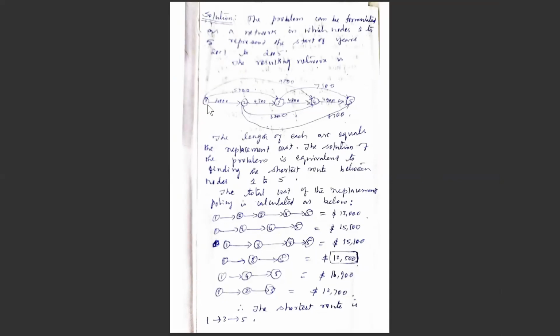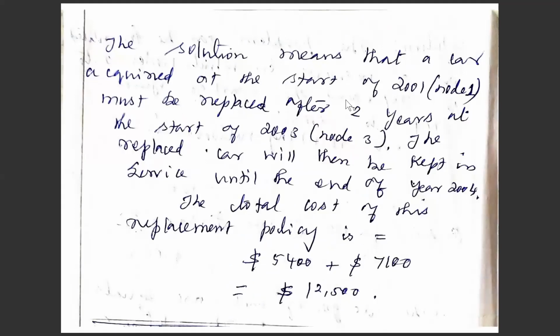See, the car acquired at the start of year 2001 should be replaced at the start of year 2003, and it should be kept for 2 years of operation. This is the start of year 2004, so it could be in service till the end of year 2004, that is, the start of year 2005.